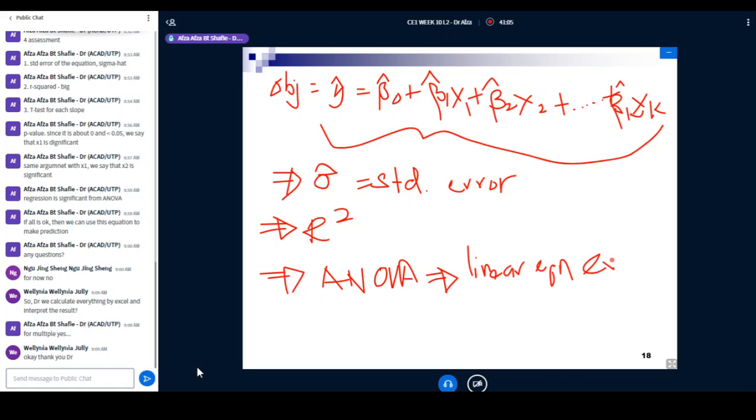Exists. Right. Then okay, because this is to say that yes, this line is possible. That's why I said to see whether the linear equation exists or not. Then finally, only I will do the t-test.